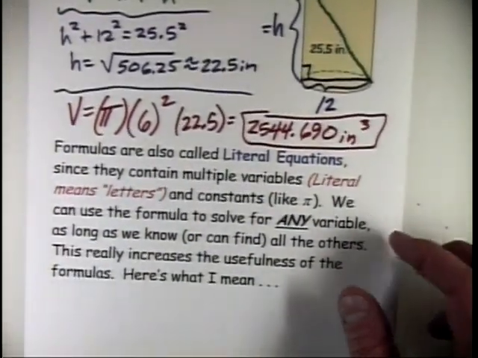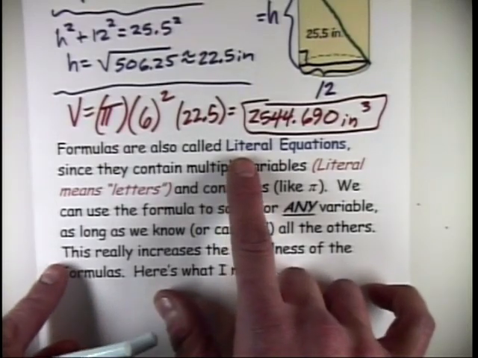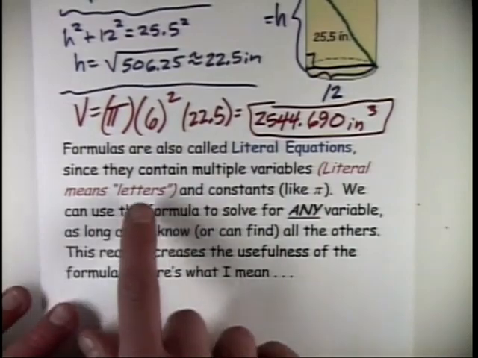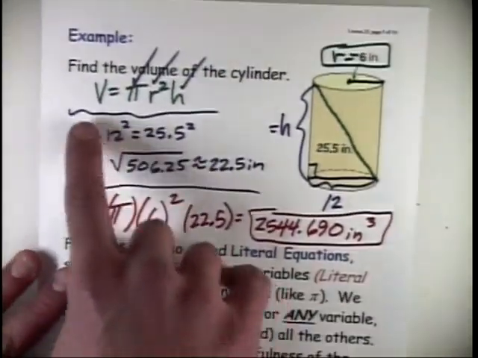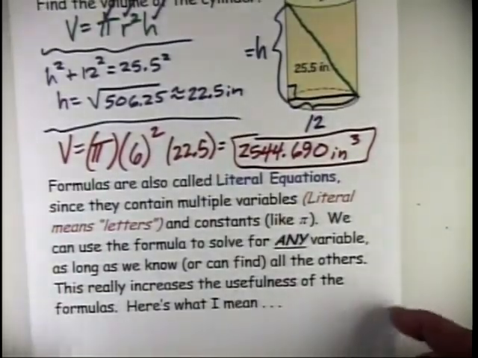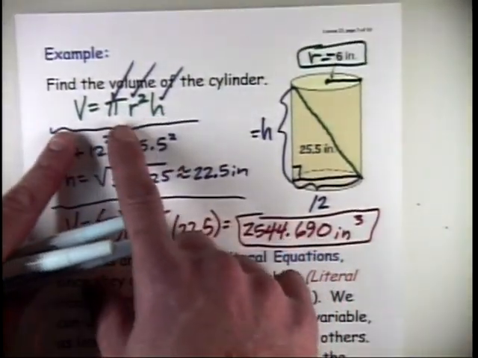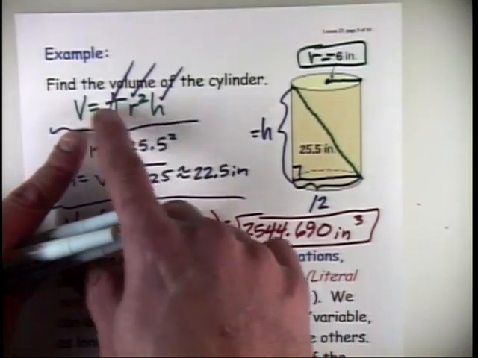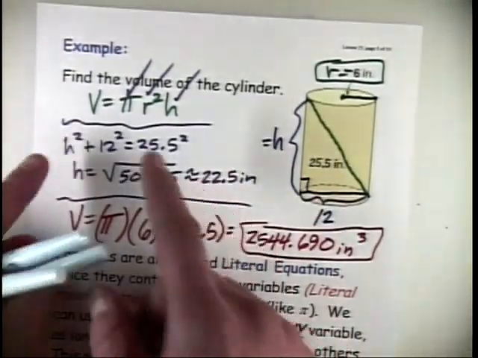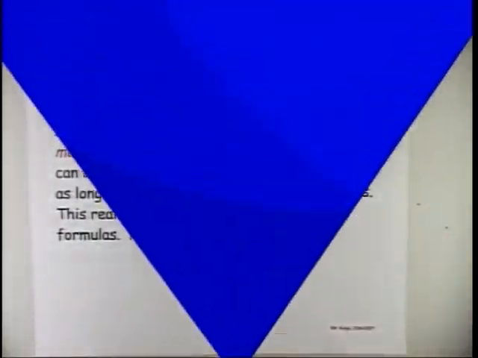All right, now speaking of formulas, which is what this one was up here, sometimes we call formulas literal equations. The word literal literally means letters. So an equation that has letters in it and possibly a constant like pi is called a literal equation. Now, just like we were searching for our values up here, we can solve a literal equation or a formula for any one of the unknowns so long as we know all the others. Okay? Here is what I mean.